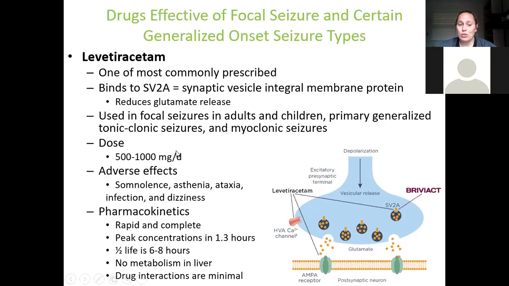Here you can get a general dosage range. You can see the differences in consciousness levels for the adverse effects. Infection can also be a side effect here, which we haven't really seen thus far, along with things like dizziness. Pharmacokinetics: roughly your peak concentration hits in 1.3 hours. The half-life is 6 to 8 hours. No liver metabolism, and drug interactions are fairly minimal. You don't see it interacting with other liver metabolizing enzymes, so it's not surprising that there's not a ton of drug interactions. And you're also targeting a different mechanism of action than what we've seen with some of these previous drugs.